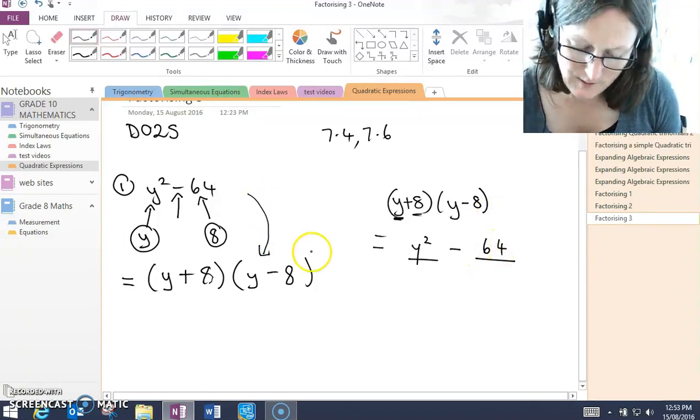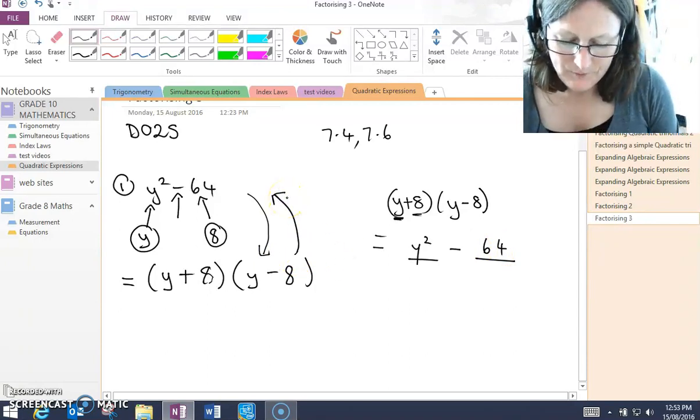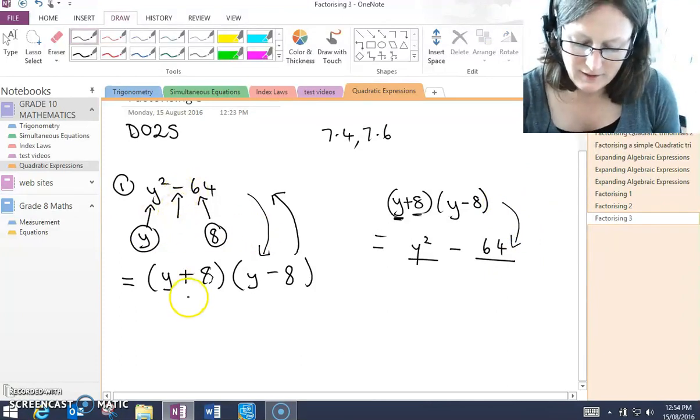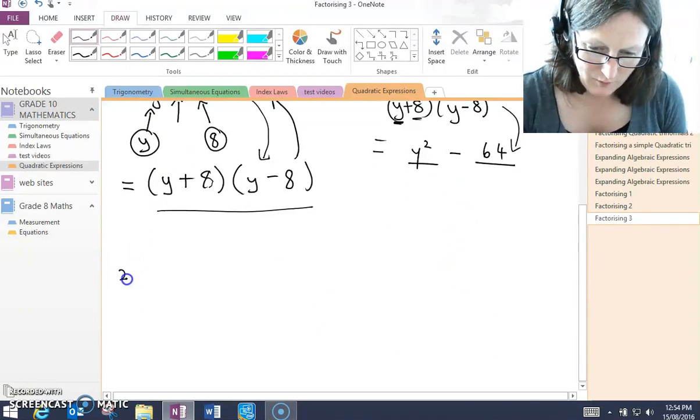And when I expand, expanding is the reverse of factorising. So if I'm asked to expand this, that's what I do, and that's what I get. If I'm asked to factorise it, then this is how I do it. I'll do another example for you.